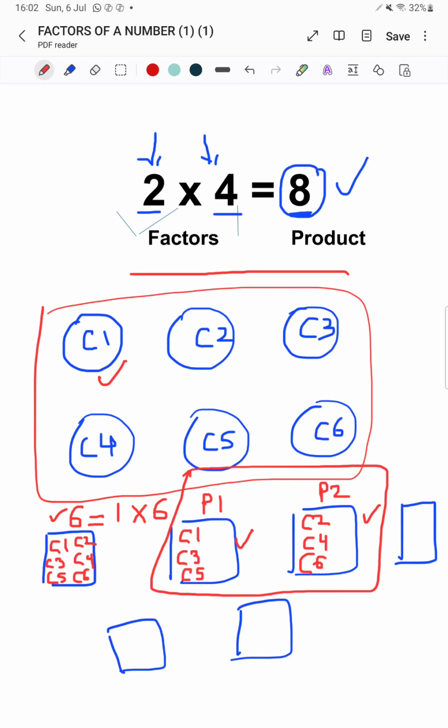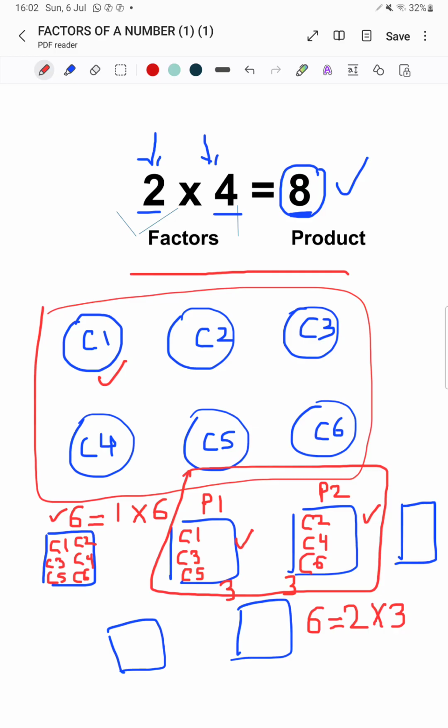So what I got from here, again I have in total 6 cookies, and how am I getting those 6 cookies? 3 in the first one and 3 in the second one. So I have 2 groups of 3 and this is a way to write the multiplication sentence.